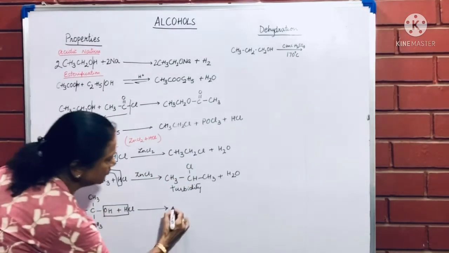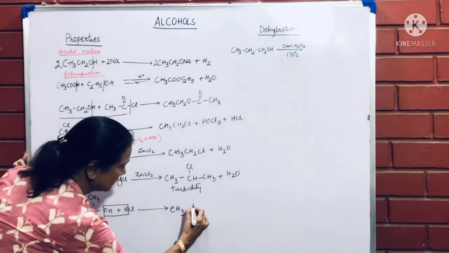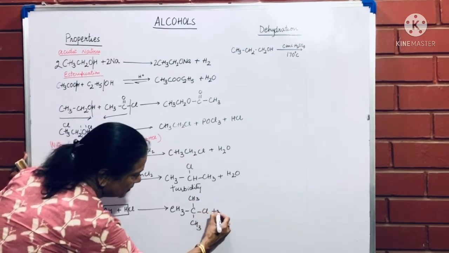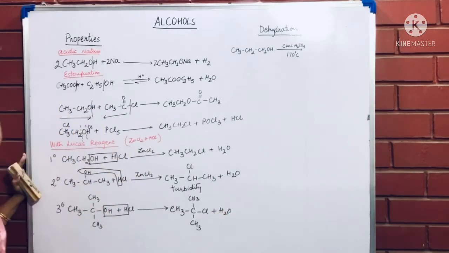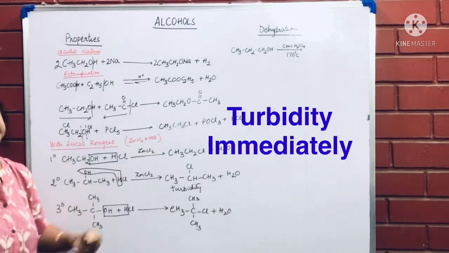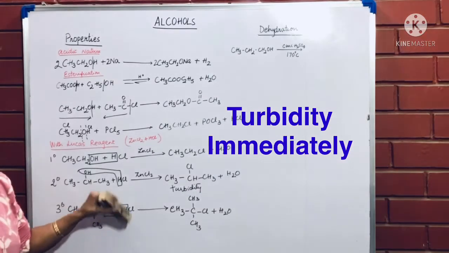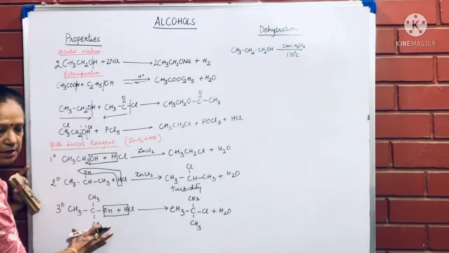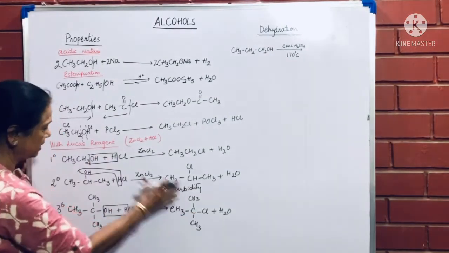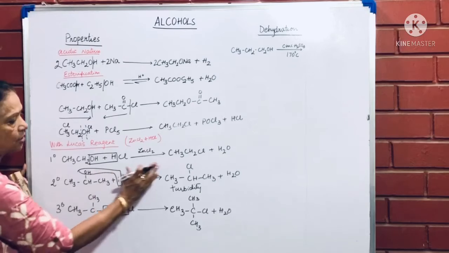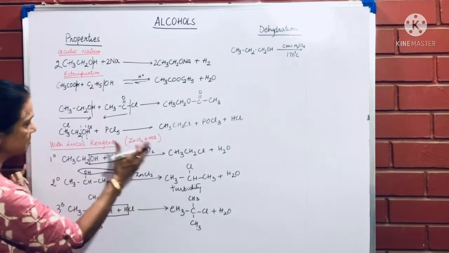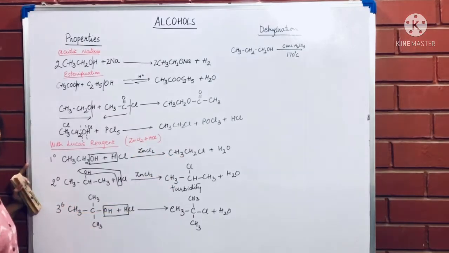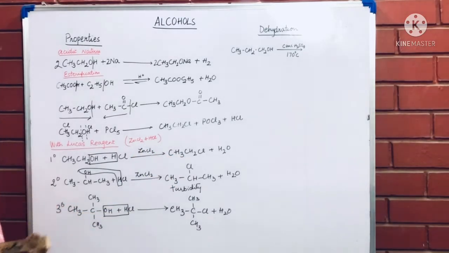Here the product formed will be tertiary in form and turbidity comes immediately. By this test we get to know which compound is primary, secondary or tertiary. When you add Lucas reagent to tertiary alcohols, turbidity comes immediately. When you put it into secondary alcohols, turbidity comes after 5 minutes. When you put it into primary alcohols, turbidity does not come at room temperature.